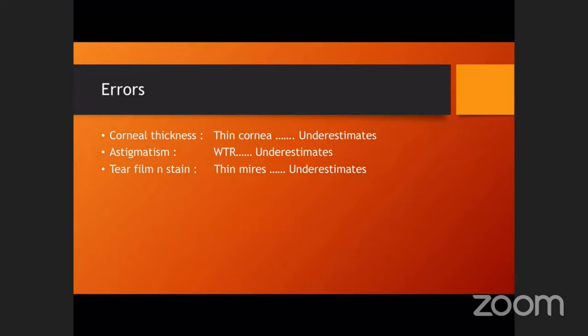Now we must also know about the errors, and the most important of them is corneal thickness. When you have a thin cornea, this underestimates, and when it has a thick cornea, it overestimates the IOP.